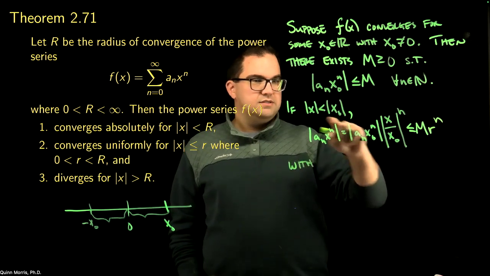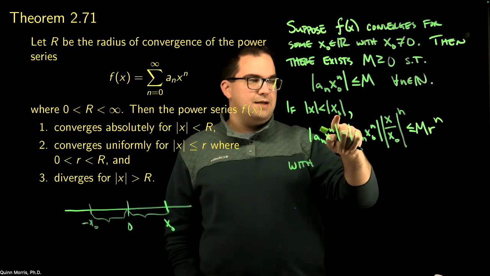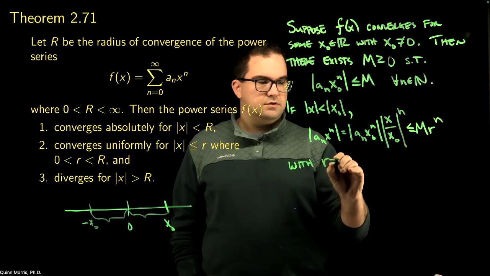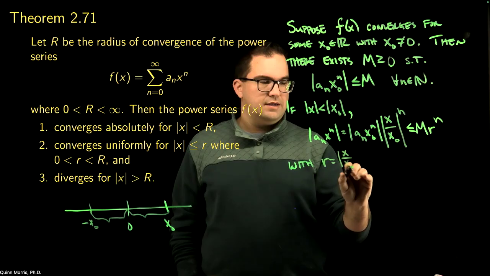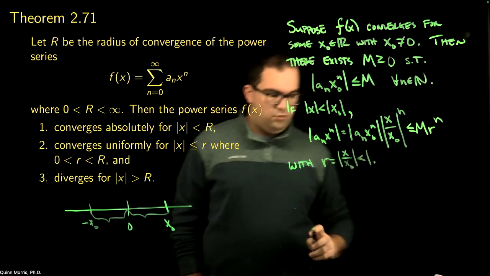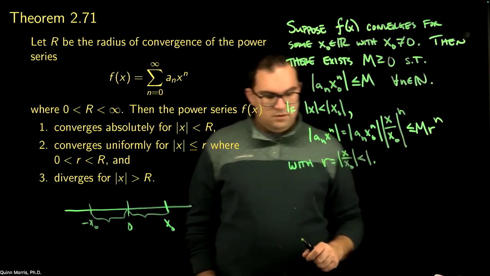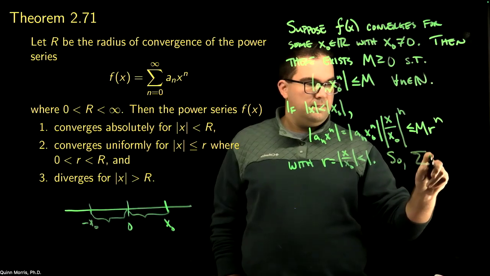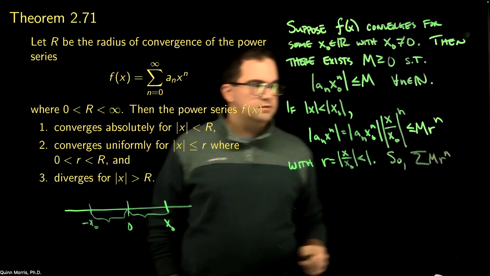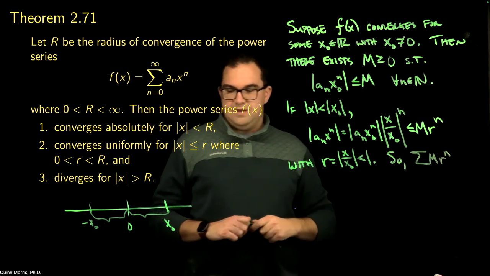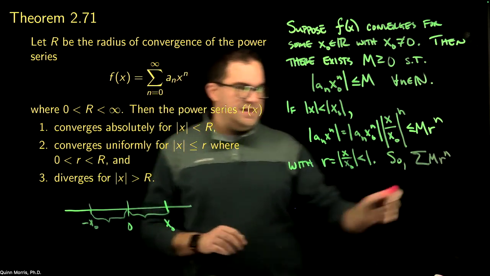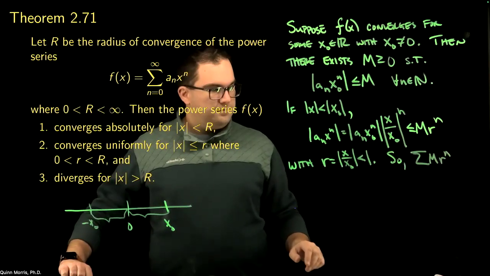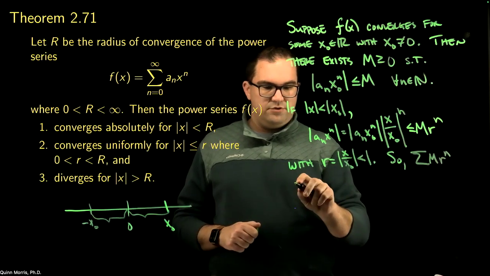This quantity, since I'm assuming the absolute value of x is less than the absolute value of x0, is strictly less than 1. So this R, which is absolute value of x over x0, is strictly less than 1. Okay. So by comparison, if I look at this series, that series converges. It's just a geometric series. M is some constant. R is a constant that's strictly less than 1 raised to the n. Okay. And so this converges.